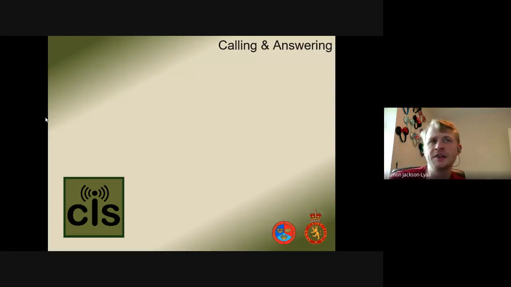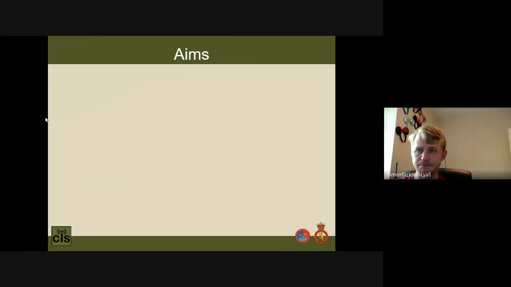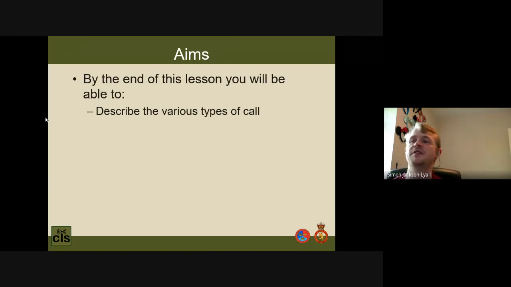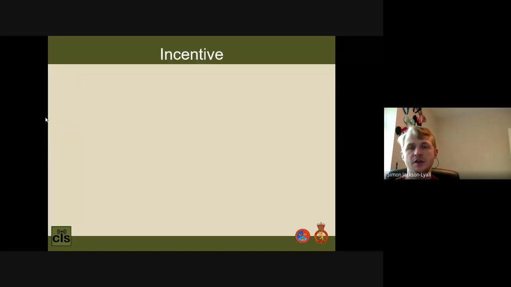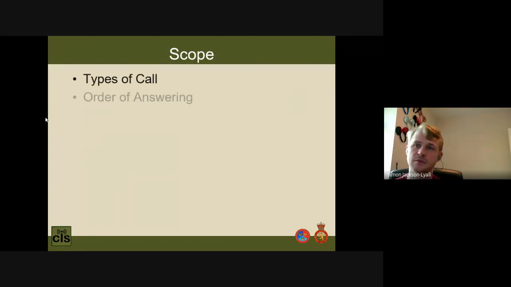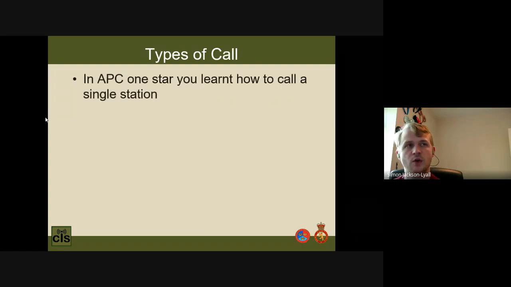So at 1 star, we've really covered a very basic bit of voice procedure and how to send a message to one person. At 2 star, we're starting to kick it up a notch. By the end of this lesson, you will be able to describe the various types of call and recall the correct order of answering. So we're now looking at different ways of talking to people. Why? Because we need to be able to initiate a conversation with more than one station, and we need to give the appropriate responses at the correct time. So how can we talk to more than one person? We look at our types of call and our orders.